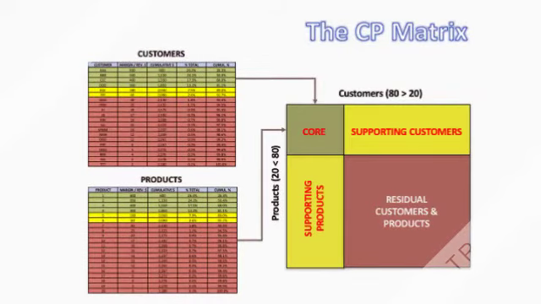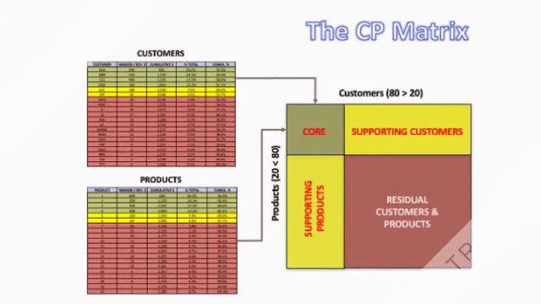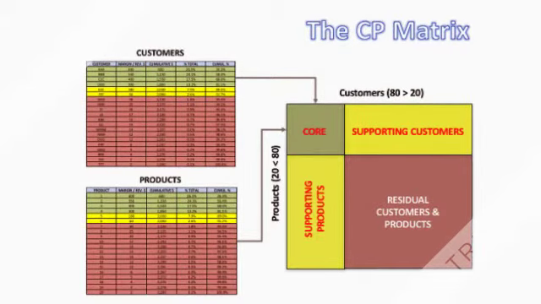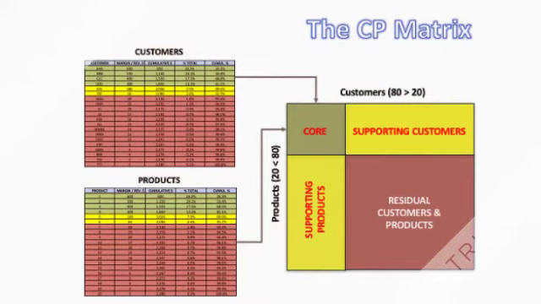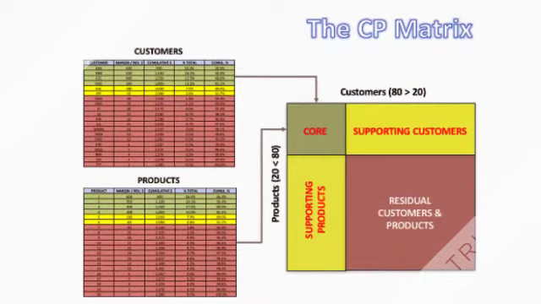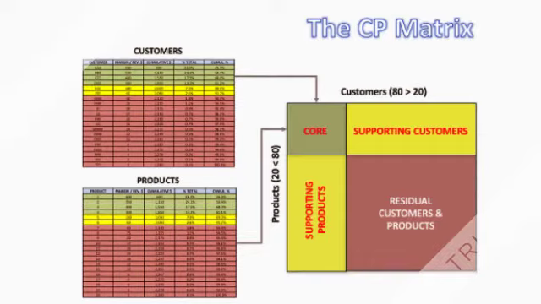After you draw the tables, you should transpose the data to a 2x2 matrix that we call the CP matrix. Place the customers in the horizontal axis in the same descending order, left to right. Do the same thing for products in a vertical axis, top to bottom. Then you draw a vertical line at 80% for customers and a horizontal line at 80% for products. You end up with 4 quadrants. The green area is your core business. That is the 80 and the most important area of the business.